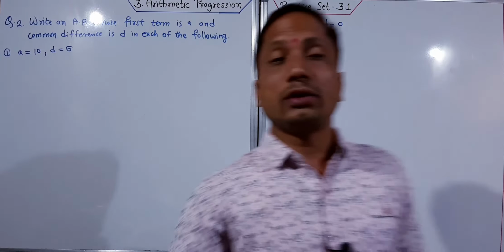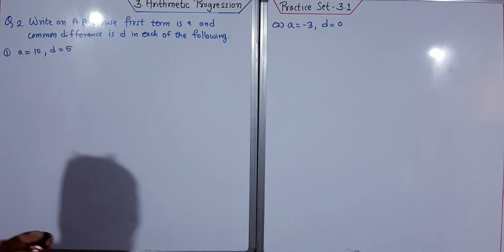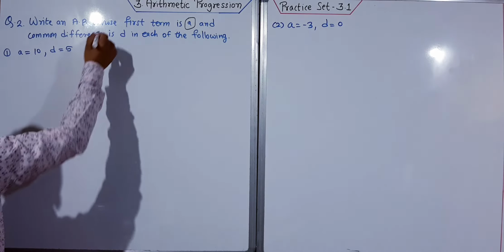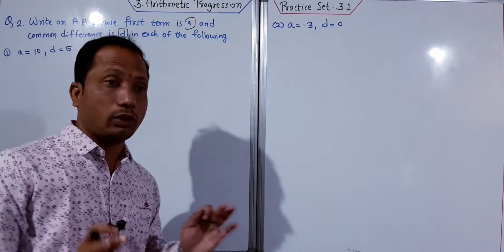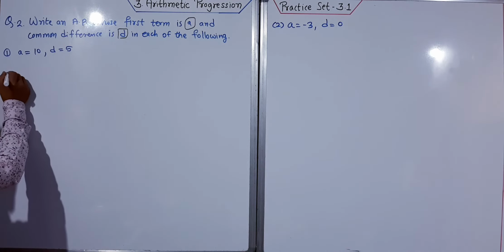So we'll solve the second category questions in which common difference and first term is given. A is the first term, and the common difference D is given. We have to form an AP. हम लोग को AP बनाना है इसमें. जो दिया है उसको लेके AP बनाना है. So let's start. Solution I'm writing here.